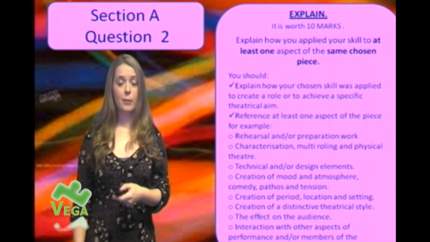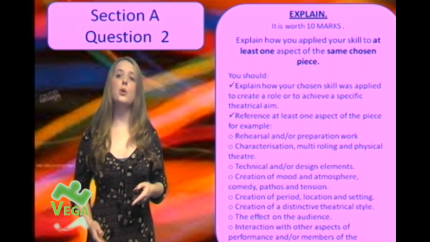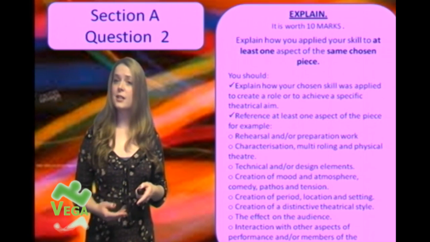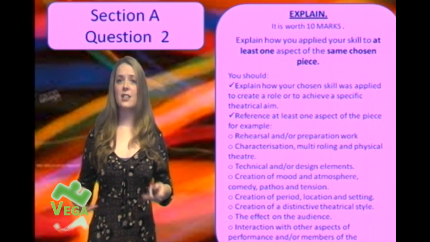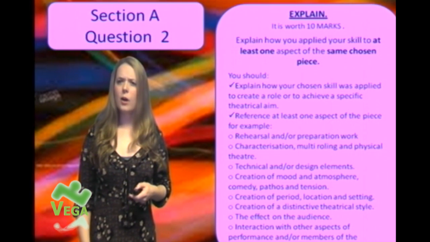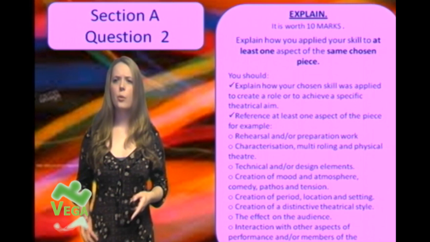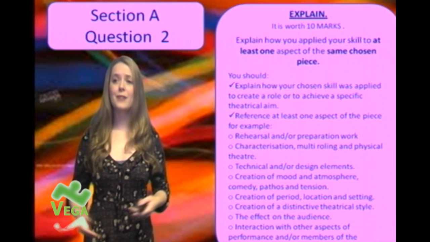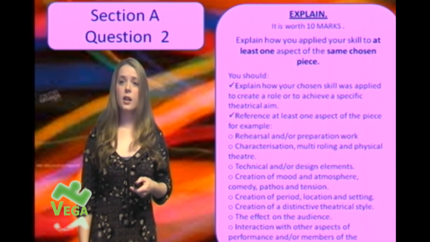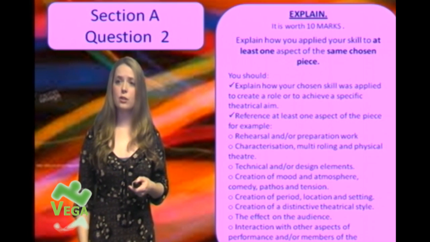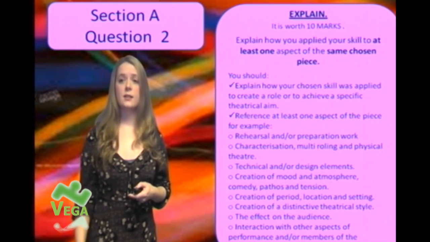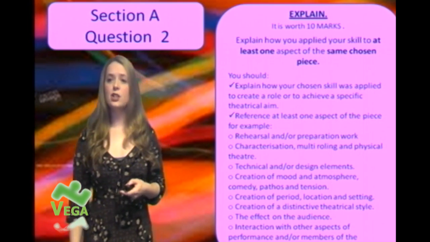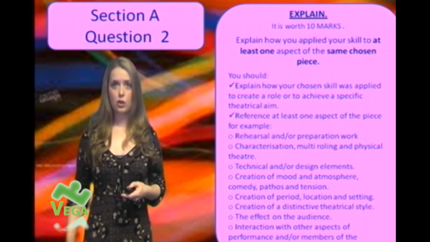Technical and or design elements. How you created the mood or atmosphere of your piece, whether you used comedy or how you built up tension. How you designed your period of the piece, where your location was, whether you used props to show how you used your location or created your setting. You must explain how you created a distinctive theatrical style and what effect you wanted to create for your audience. You must also explain how you interacted with other members in your performance.